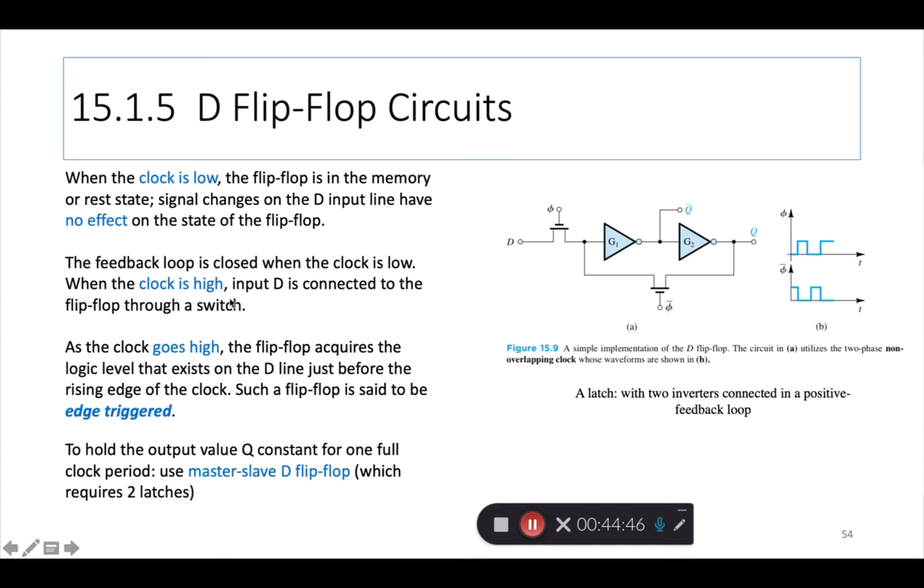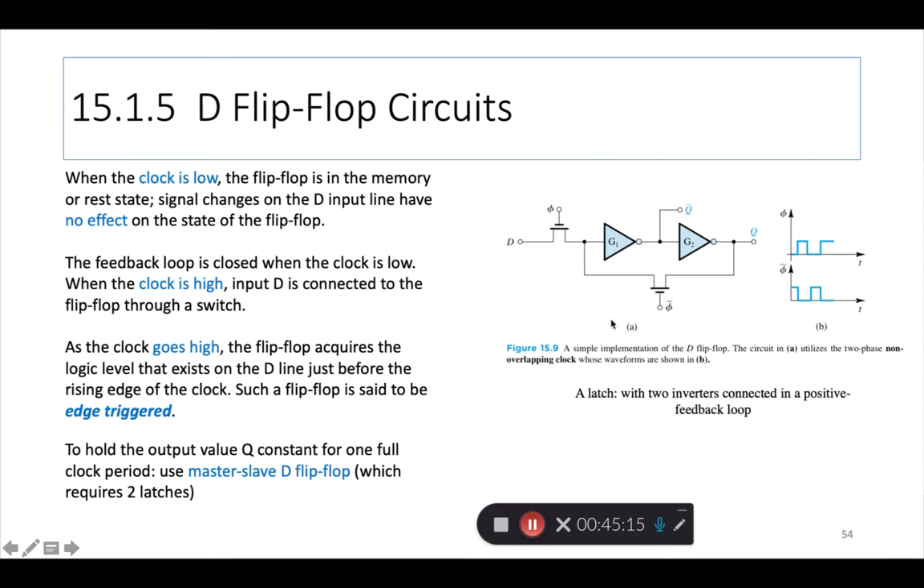When the clock is high, input D is connected to the flip-flop through a switch. As the clock goes high, the flip-flop acquires the logic level that existed on the D line just before the rising edge of the clock. Such a flip-flop is said to be edge triggered. Okay, so whatever was on D, as the phi goes high, that gets transferred. Okay, so that is the basic property.